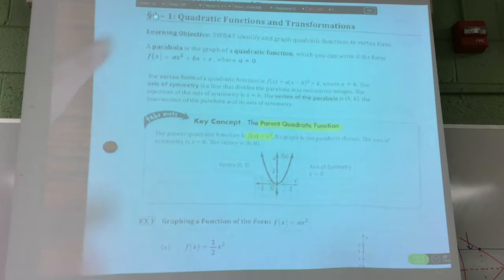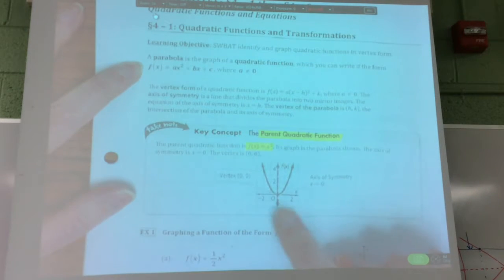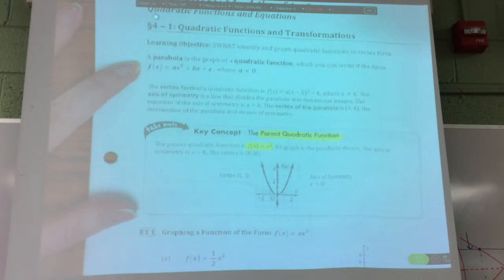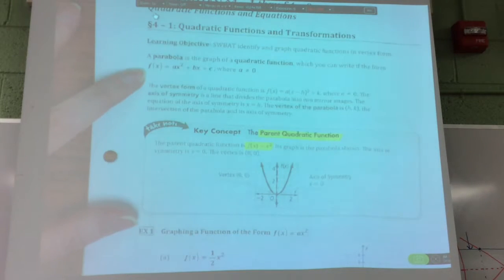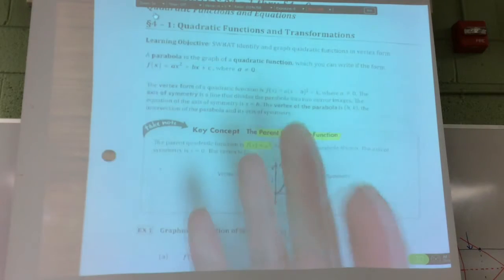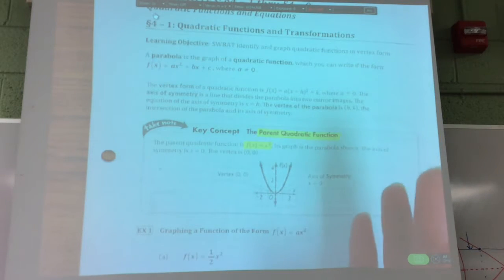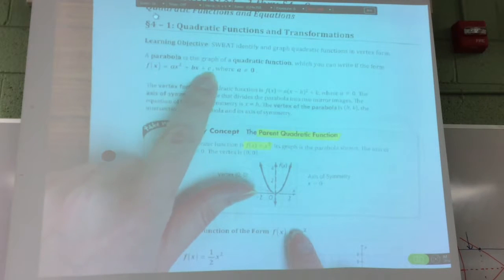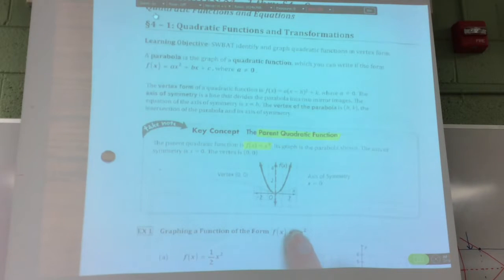Now, if you go back up here to the top of the notes, the parabola is what this shape is called. It is the graph of a quadratic function, and a quadratic function, you need to know, is written in this form: f of x equals ax squared plus bx plus c. In the parent function, which is just x squared, the a is 1, and the b and the c are 0, so you just have the x squared. But all quadratic functions can be written in this form, where a, b, and c are just numbers.